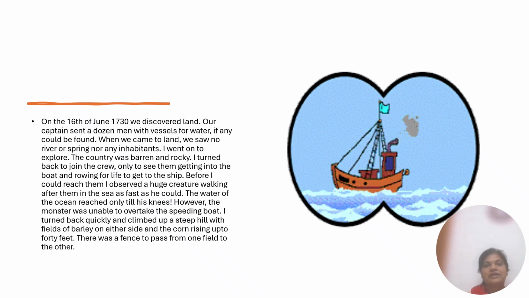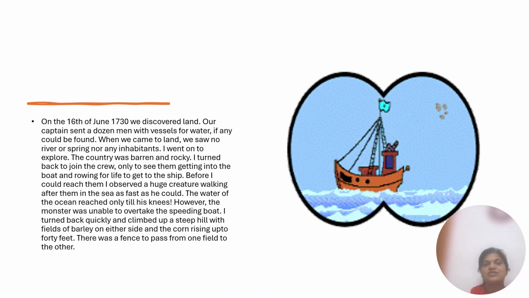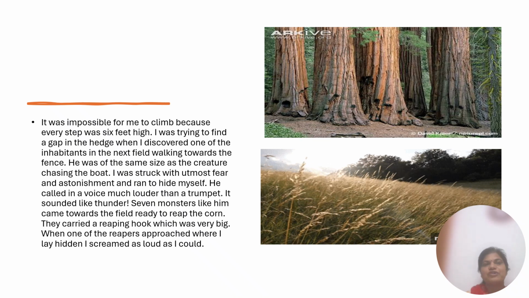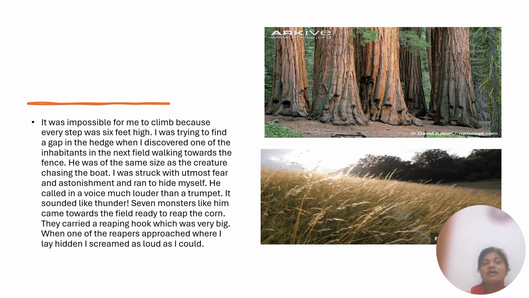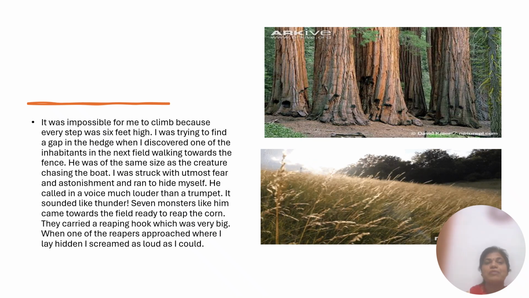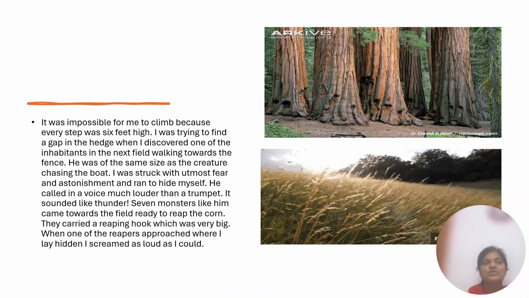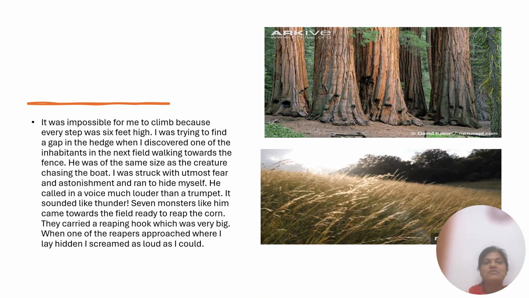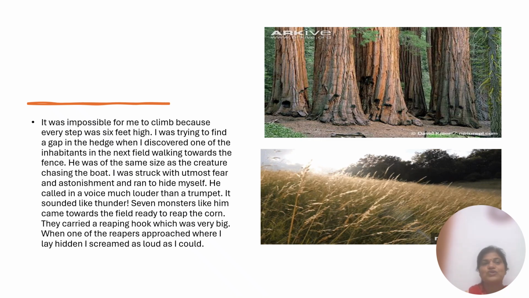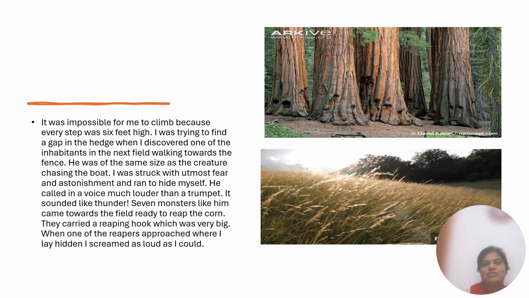He turned back quickly and climbed up a steep hill with fields of barley on either side and corn rising up to 40 feet. There was a fence to pass from one field to the other. Fence means a row of trees. It was impossible for him to climb because every step was 6 feet high. He was trying to find a gap in the hedge when he discovered one of the inhabitants in the next field walking towards the fence. He was of the same size as the creature chasing the boat. So he was struck with utmost fear and astonishment and ran to hide himself.